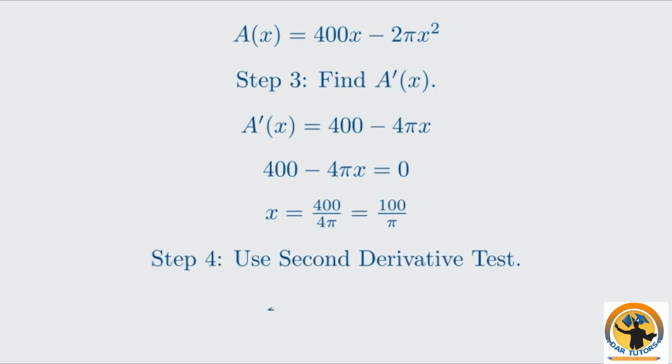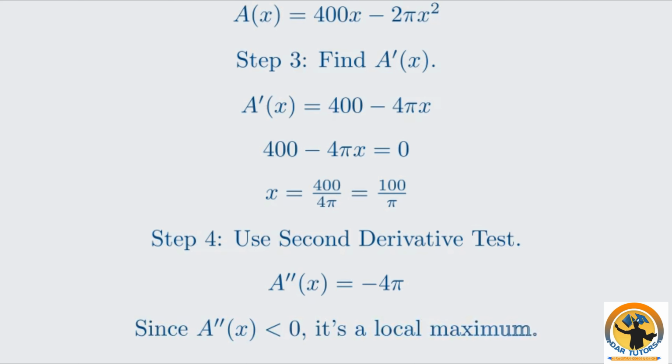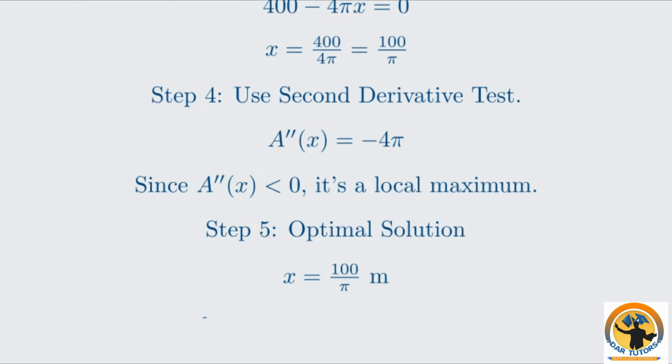Step 4. Classify the stationary point. Let's use the second derivative test. A double prime of x is negative 4π. Since this is a negative constant, it's negative for all x. Therefore, we have a local maximum at x equals 100 over π. Step 5. Optimal solution. The maximum area occurs when x equals 100 over π.